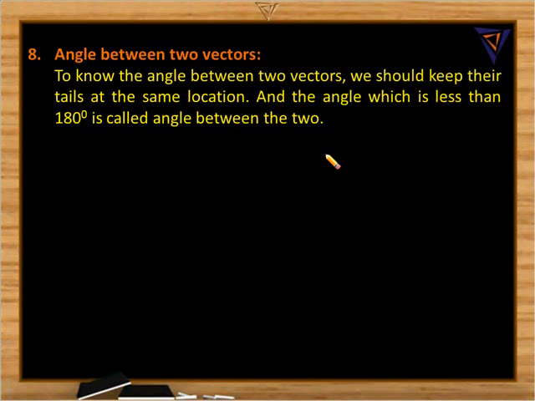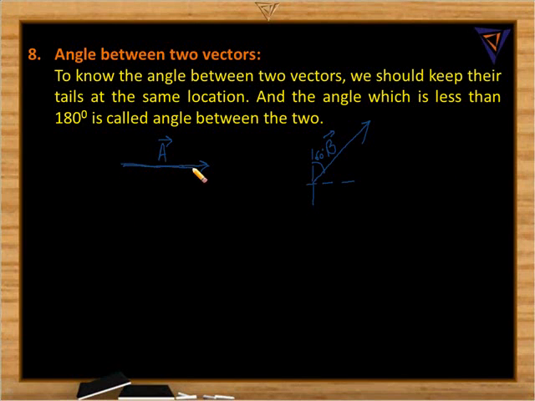Another important term that you have to understand is the angle between two vectors. Many times we say that there are two vectors A and B and theta is the angle between the two. Then which angle are we talking about? To know this, suppose we have a vector A in this direction and there is another vector B in this direction, and suppose this vector is at an angle, say 60 degrees, with the y-axis.